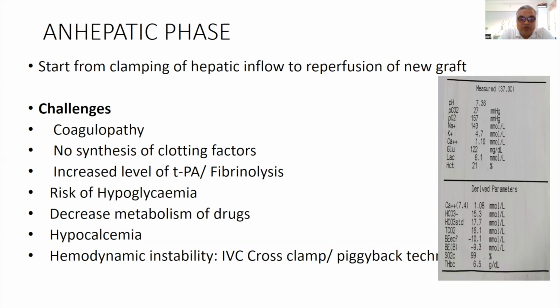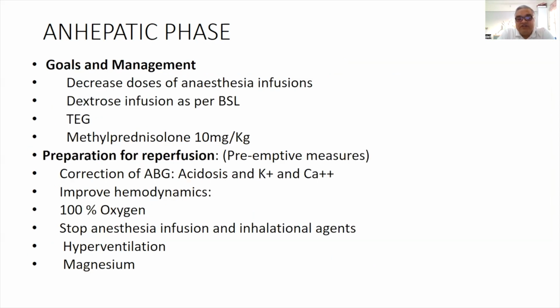So what we have to do in this situation is fill the patient with IV fluid, give either gelofusine or albumin or crystalloid, where BP will tend to increase. At the same time, don't wait to increase the noradrenaline. Increase the noradrenaline also to maintain a mean pressure of 60. Decrease all the doses of anesthesia infusion. Dextrose as per blood sugar. TEG if you feel the patient has increased risk of bleeding.